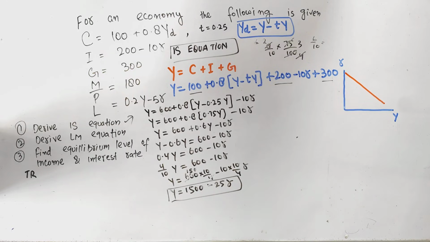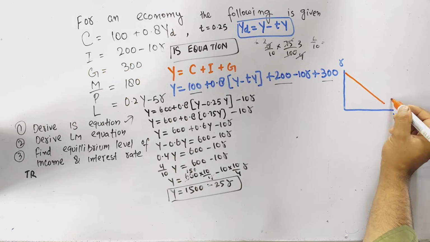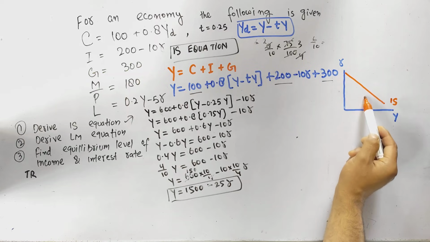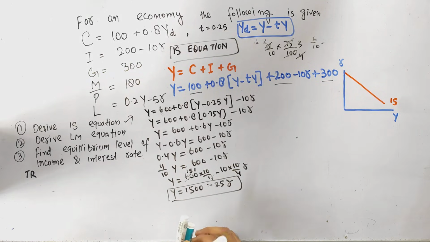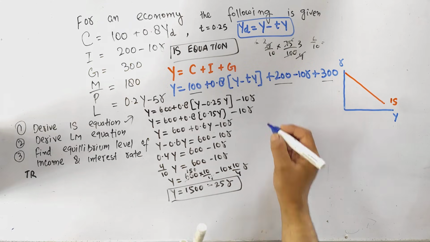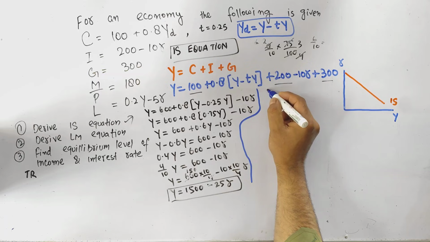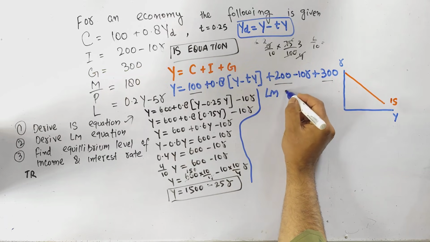You can see there is a negative relationship between income and the rate of interest because we have a negative coefficient of R. So this is our IS equation, which is downward sloping. It shows us different combinations of rate of interest and level of income where the goods market is in equilibrium. Now we need to find the money market equilibrium, so we need to derive the LM equation.